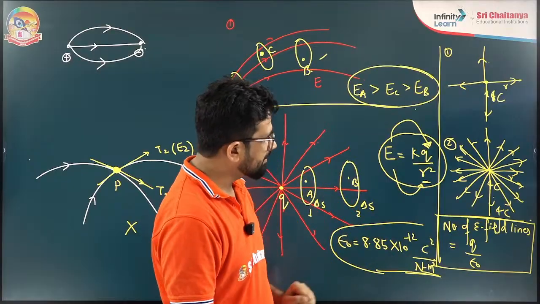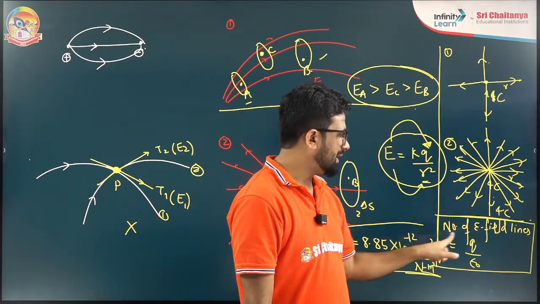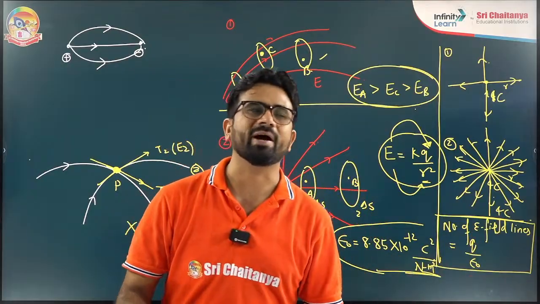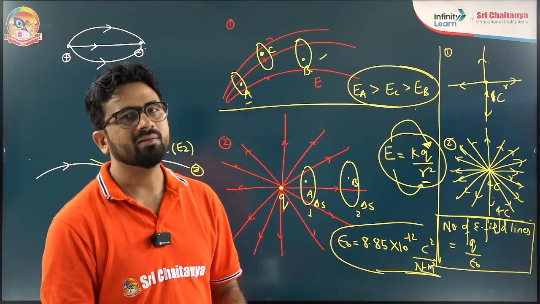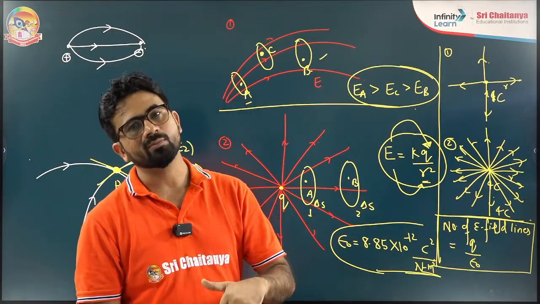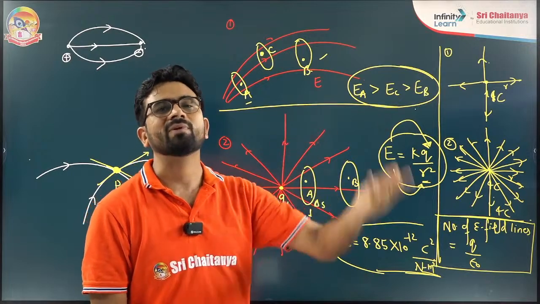But we understand one more thing here. Number of field lines is directly proportional to Q. That means the number of field lines would be more if the charge is more. Or we can say if the number of field lines is more, it means the charge is more, or if charge is more, the number of field lines is more.